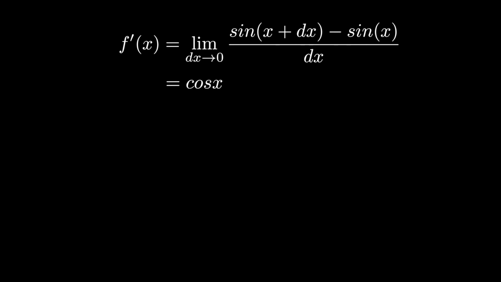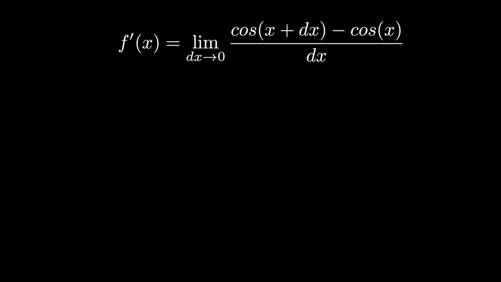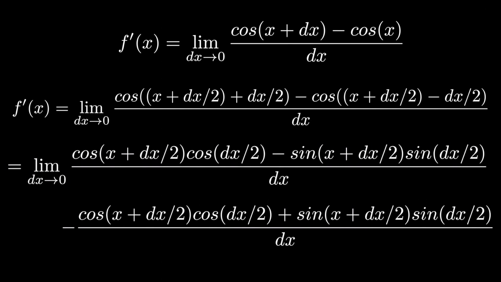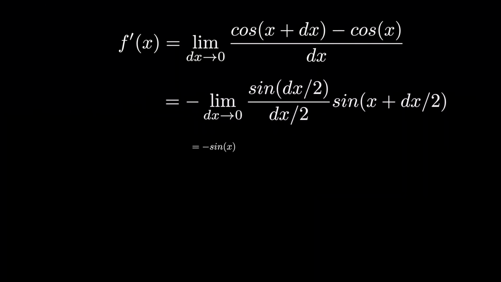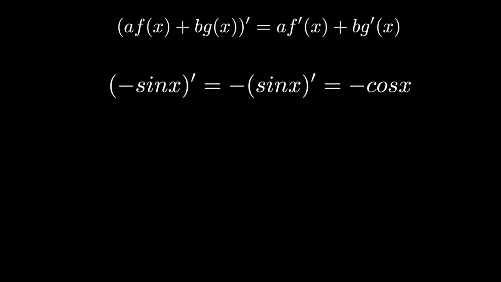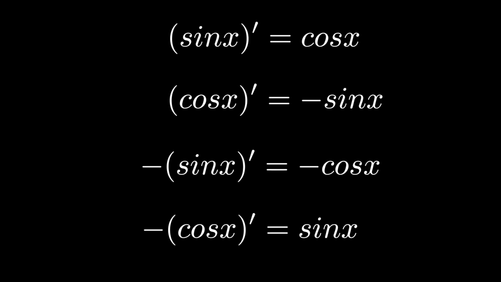We use the same method to find the derivative of cosine of x by writing it as cosine of x plus dx half minus cosine of x plus dx half minus dx half. Then simplifying, we find that the derivative is equal to negative sine of x. Because the derivative is a linear operator, the derivative of negative sine is the negative of the derivative of sine, which we derived, so now we know all the derivatives of sine and cosine. Delightful.